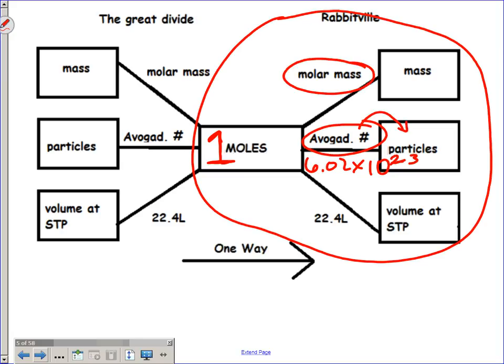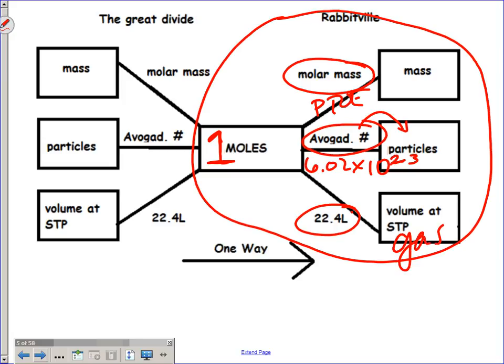Molar mass, where do I get that information from? Periodic table. Thank you. I love it. It's being vocal here. Okay. So you're going to pull it from the periodic table. It's going to differ every single time depending on your compound. And then 22.4 liters is only referring to the volume of a gas at STP.